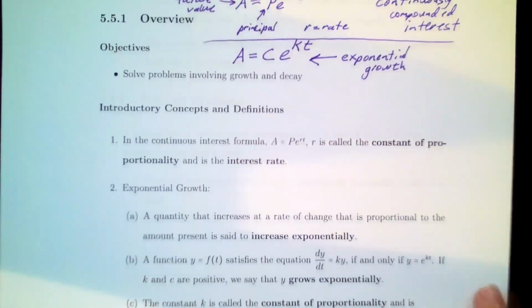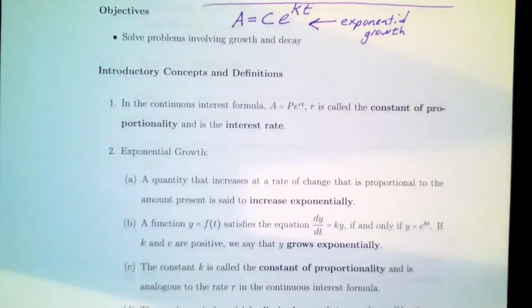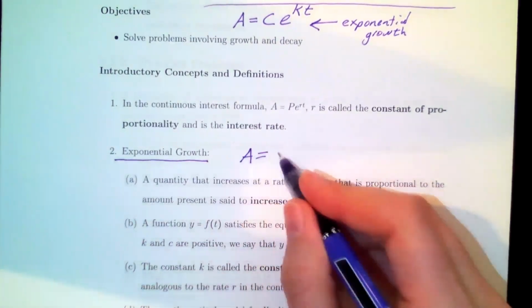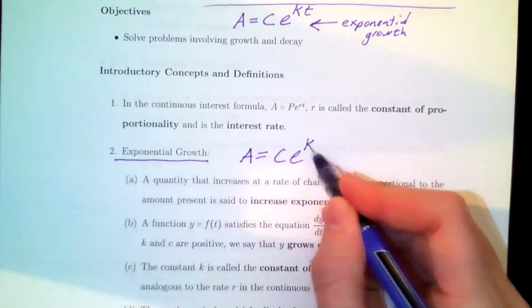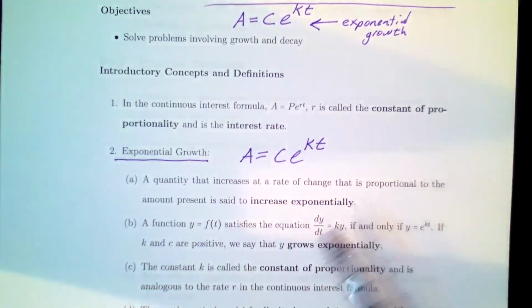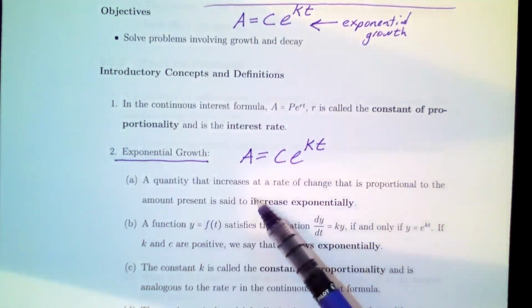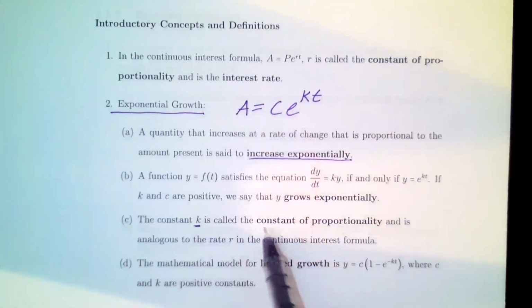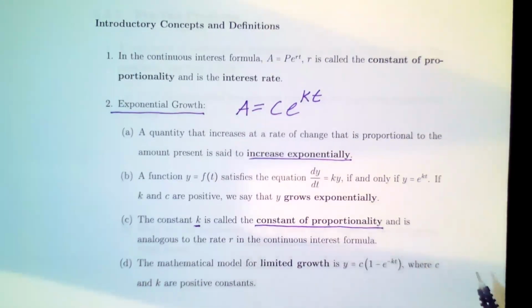Now, we have to go over some terminology here. For exponential growth, meaning anything that this model, C e to the KT, can be applied to, that means that the quantity is growing or increasing at a rate that is proportional to the initial amount present. That is, it's increasing exponentially. Now, K, as I mentioned, is called the constant of proportionality, but really it's the growth rate and is analogous to the interest rate R in the PERT formula.